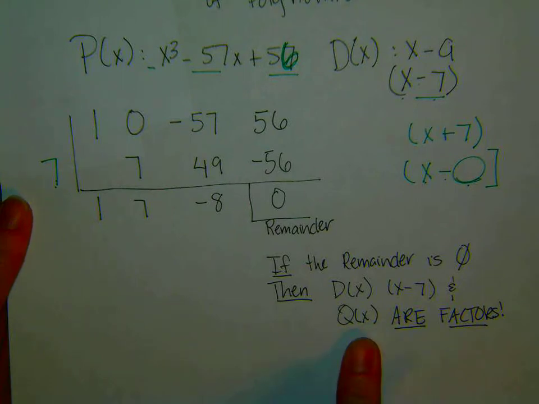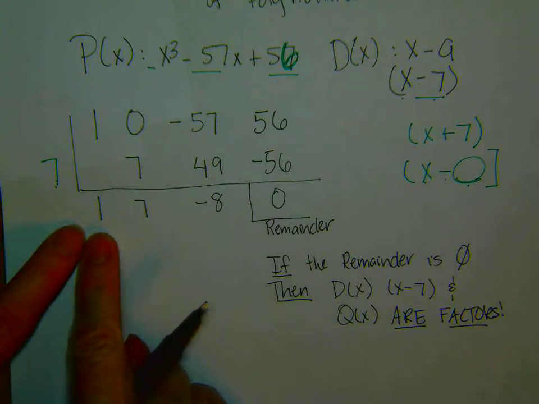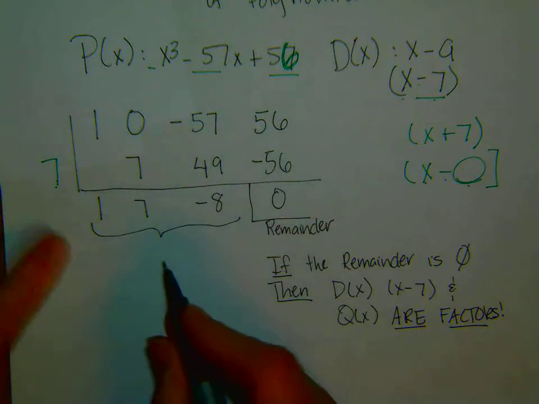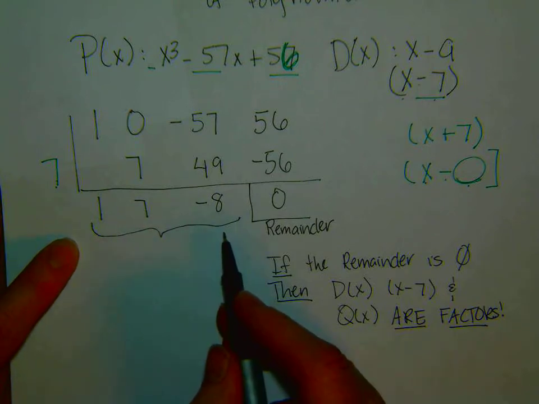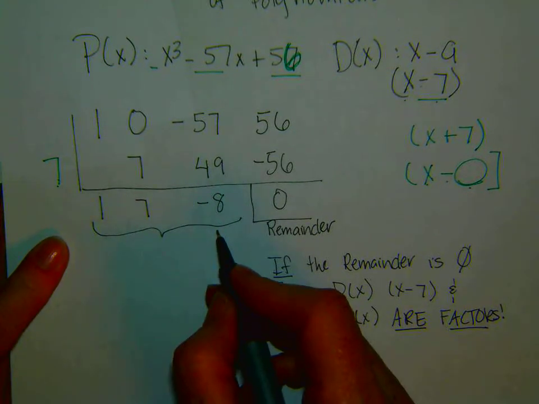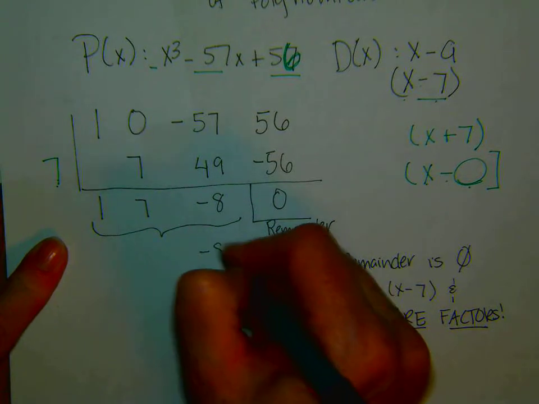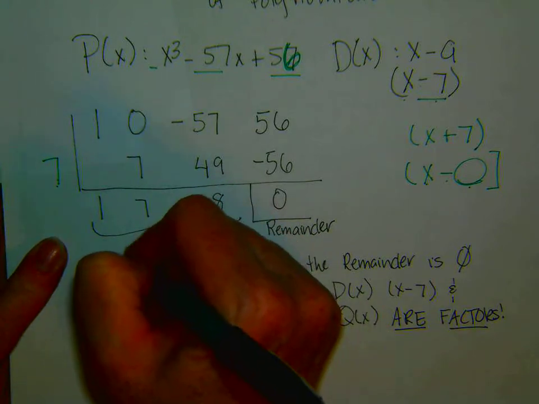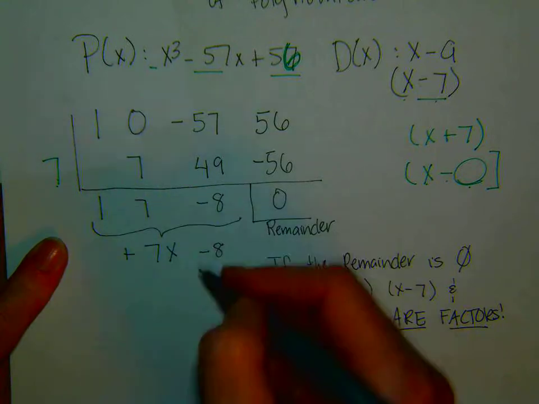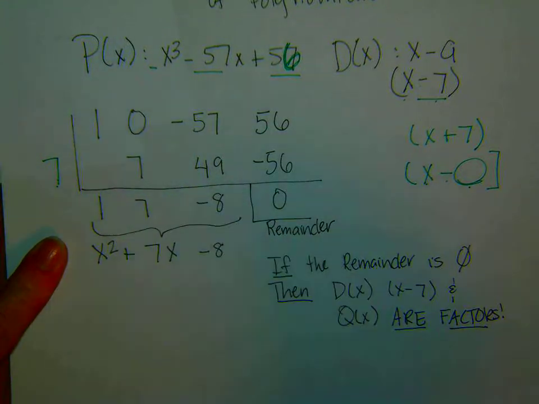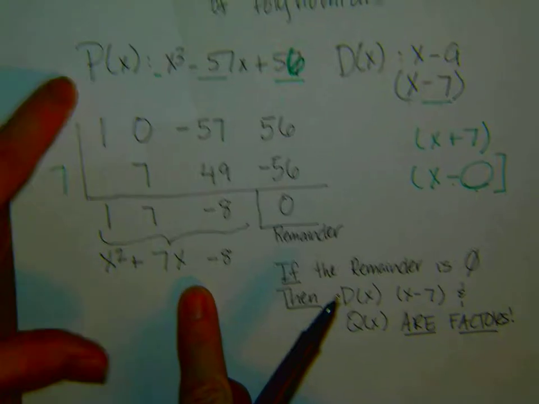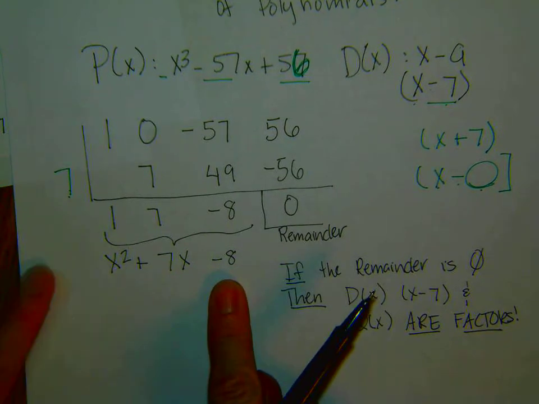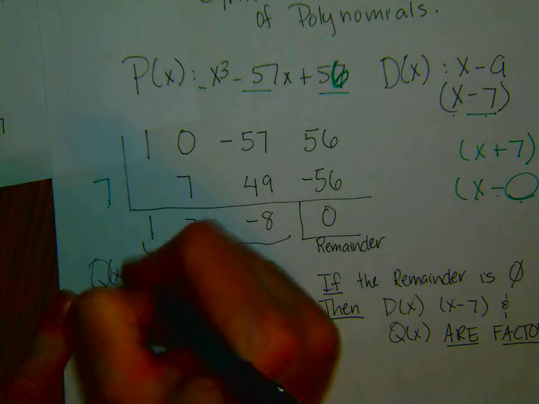We know it's a factor, so let's look at it. We have 1, 7, and negative 8. Well, what does that mean? Now we have to take what's in synthetic form and translate it back into a polynomial. We start over here at the right and translate it. This is the lowest degree, so this is just negative 8. This is 1 degree higher, so 7x, and this is the next degree higher up, which is x squared. So the answer to p of x divided by d of x is x squared plus 7x minus 8. This is q of x, or our quotient.